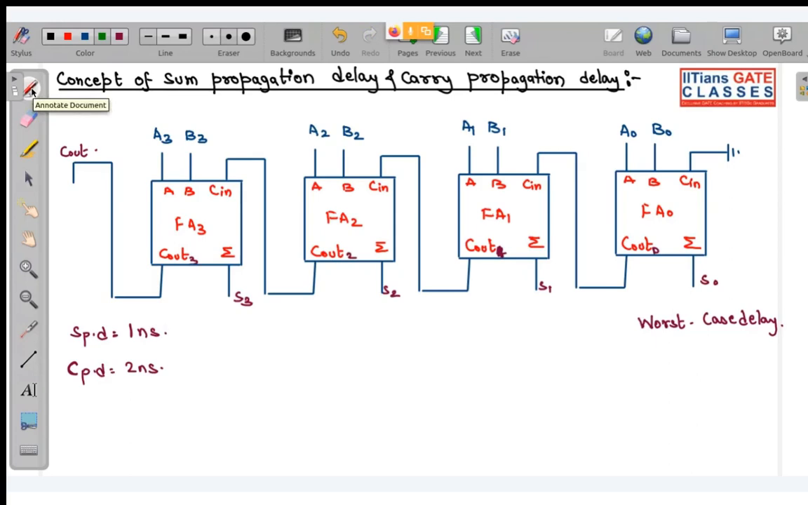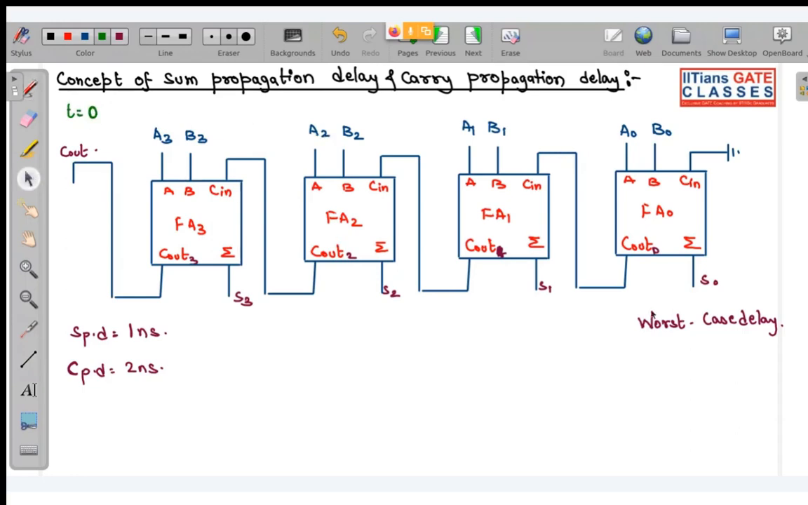Worst case delay means what? That all the full adders are suffering from delay. At every place you are getting the effect of delay. So now look very carefully. I apply the inputs at t equal to 0.